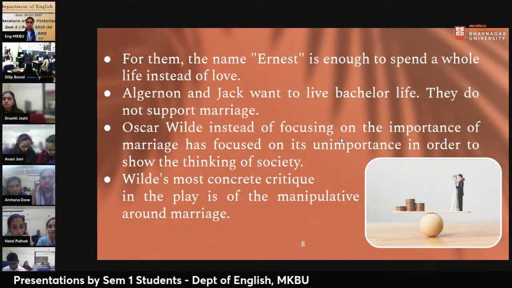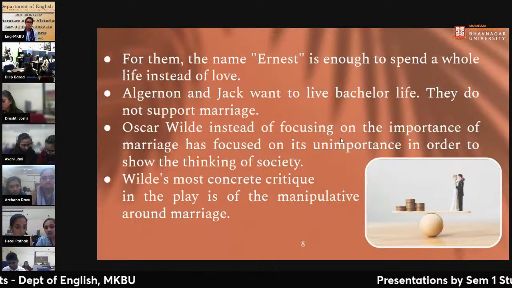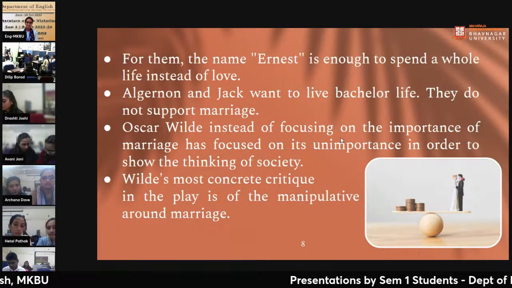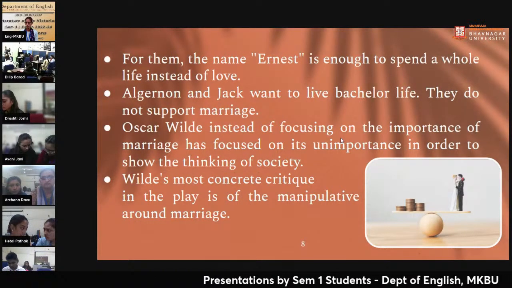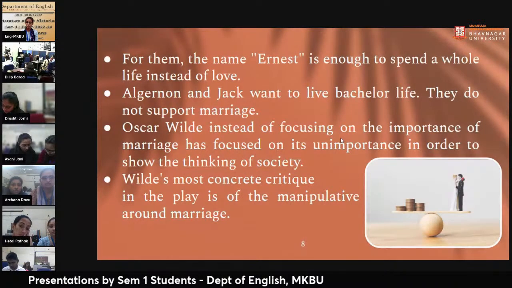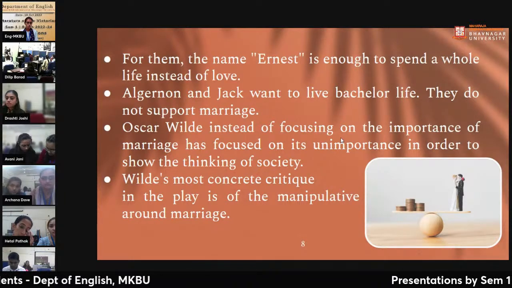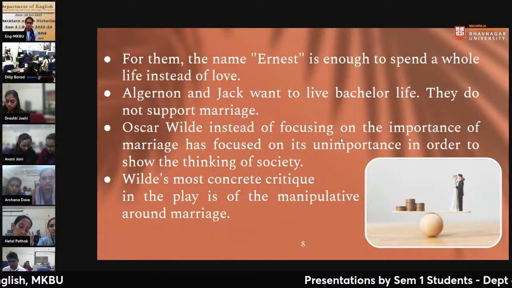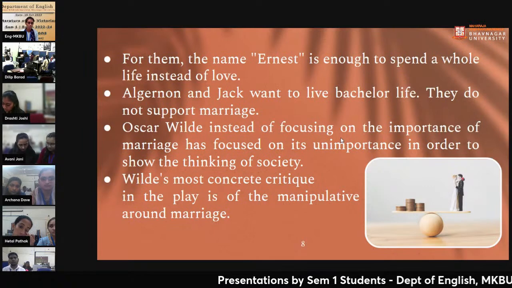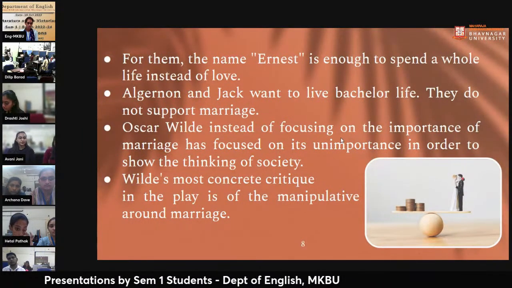Algernon and Jack want to live a bachelor life. They do not support marriage. Oscar Wilde, instead of focusing on the importance of marriage, has focused on its unimportance in order to show the thinking of society. The most concrete critique in the play is of the manipulation around marriage.